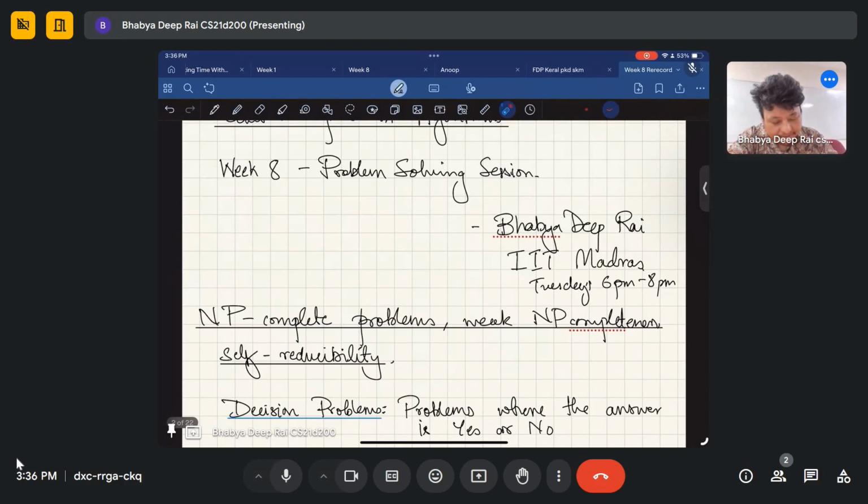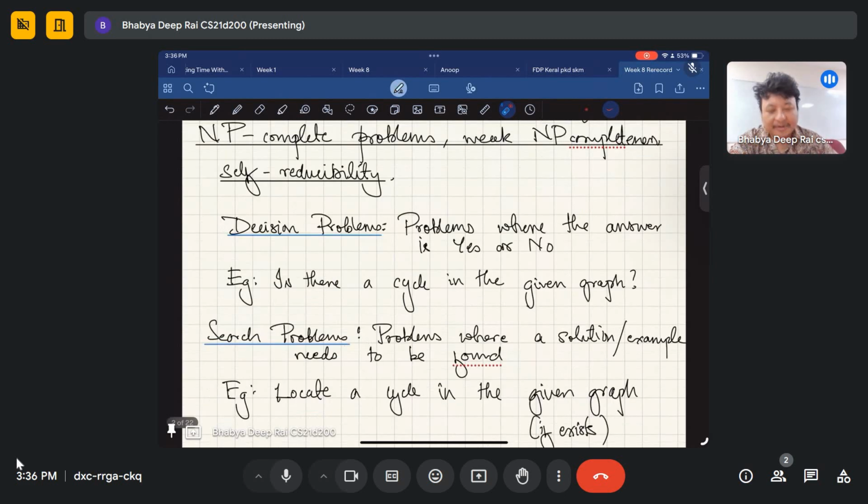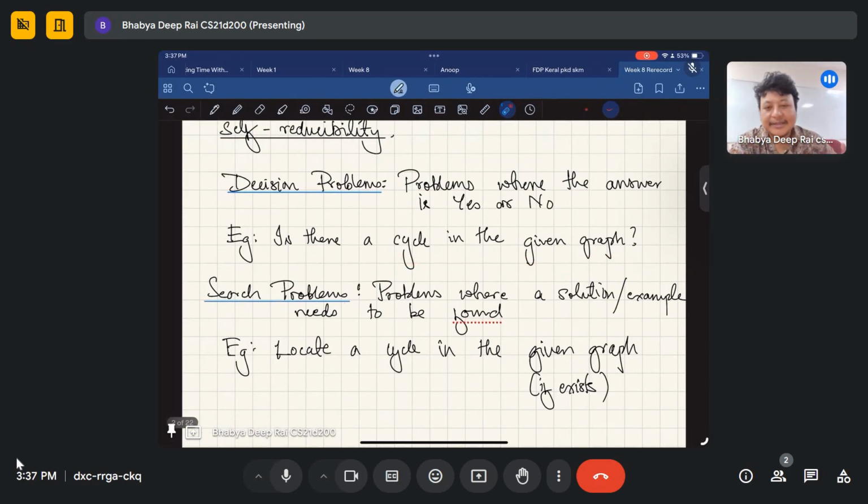Okay, so what is this week's topic? NP-complete problems, weak NP-completeness, and self-reducibility. Okay, so let's have a quick recap. Decision problems. What are decision problems? They are just problems where the answer is either yes or no. There could be other types of problems. This is just one type of problem, and this is what we primarily focus on. An example of a decision problem is, given a graph, is there a cycle in it? The answer is yes or no, hence it's a decision problem.